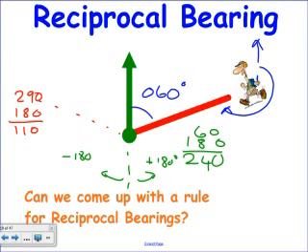So north is 000. North isn't 360. When you get to 359.9999, the next one up is not 360, it's 000. There's no such bearing as 360. So north is 000 every time. Are you happy with those reciprocal rules?